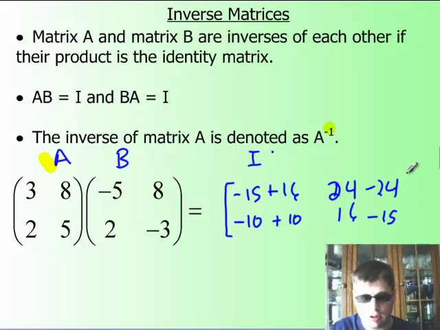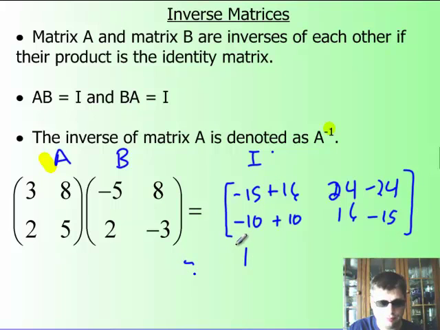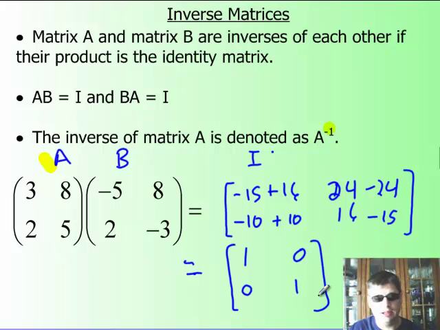Alright, so let's see what happens. So this gives us 1, and then 0, and 0, and 1. And lo and behold, we have the identity matrix. So A and B are definitely inverses of each other.